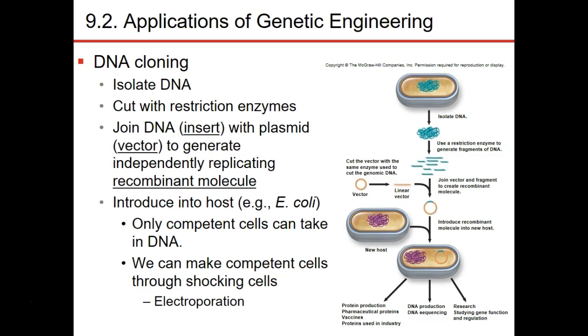No matter what, we're going to have to isolate the DNA that we care about and cut it with the restriction enzymes and insert it into a plasmid. Now, all of this occurs on that, again, microscopic level. We don't actually see this. We insert this into a cell that is competent, and E. coli are not competent naturally, so we use electroporation to shock them to make them competent.